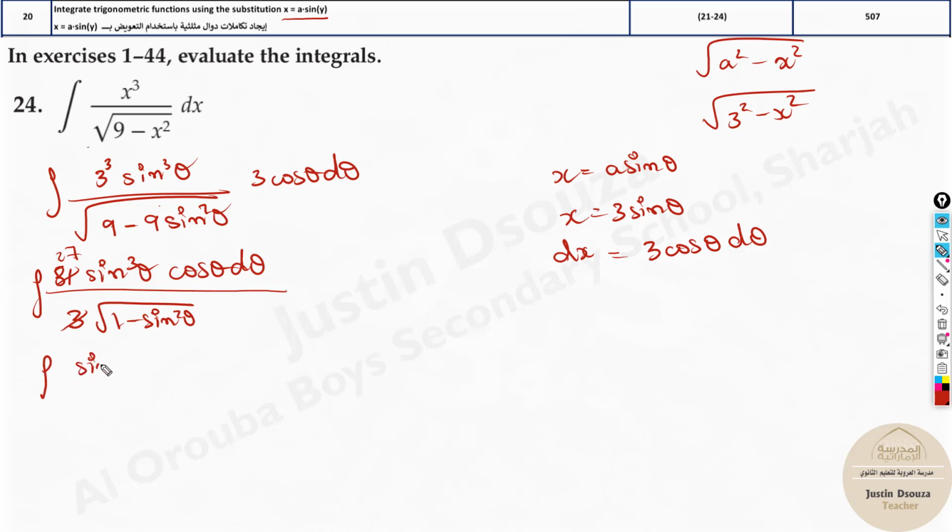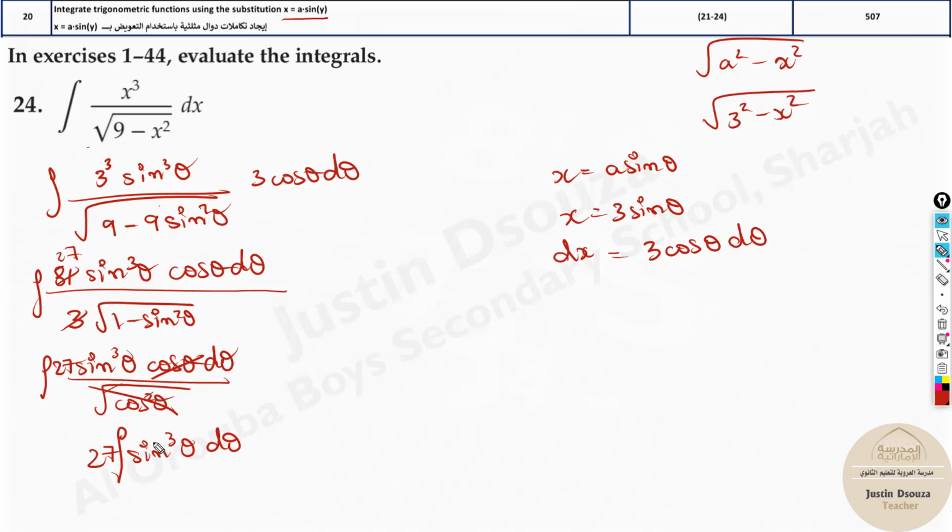We will have sine cube, wait, I'll do the other things later, cos theta d theta divided by, what is up over here? This will be the square root of cos square theta, which is cos theta itself. Why? Because square root and square cancel, you're remaining with cos theta. This cancels off, and then what are we remaining with? It's only sine cube theta. But oh, I just remembered this 27 I have not written out over here. So it's 27, that's the constant, so I can take it out. Sine cube theta d theta.